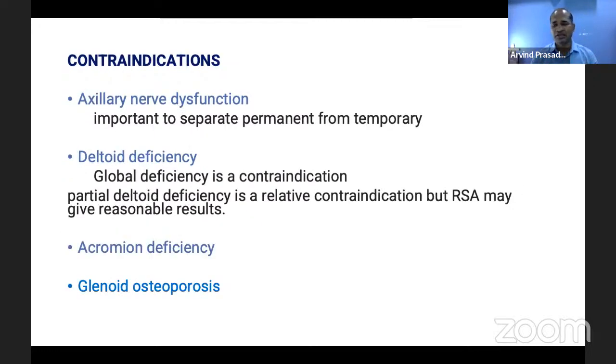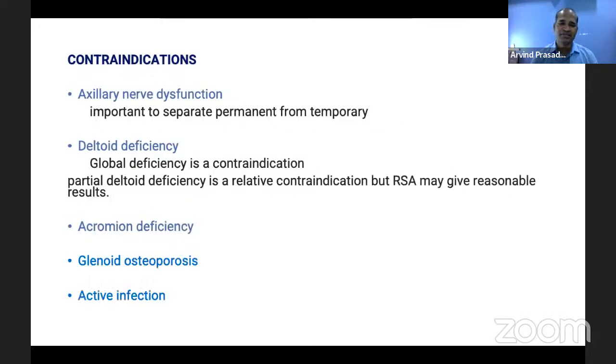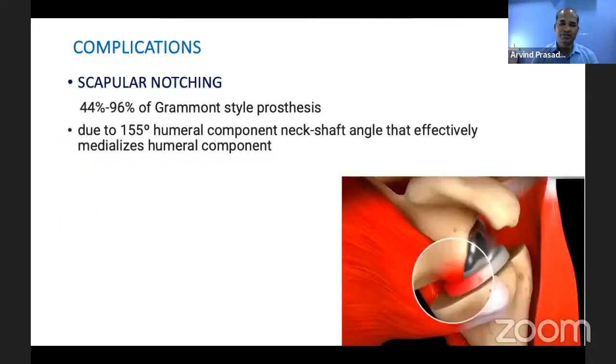Then there is a glenoid bone stock problem in the form of osteoporosis or osteopenia. Then again, this is a contraindication. And of course, like any joint, if there is any infection, then this surgery is contraindicated.